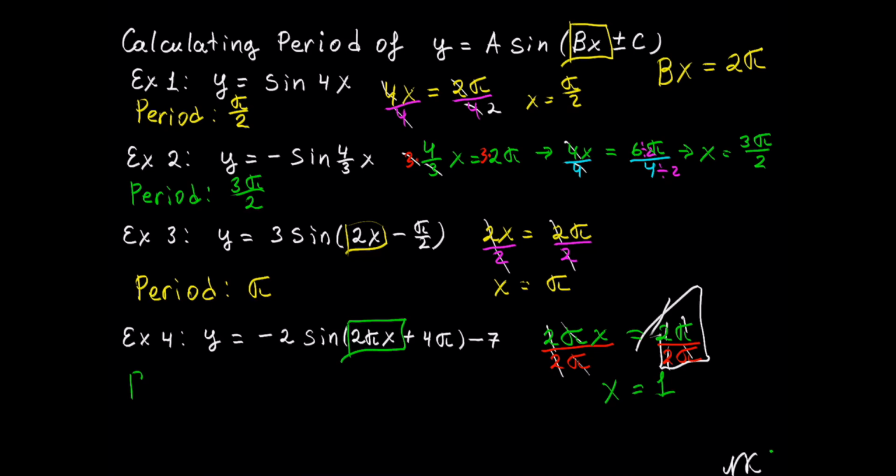So the period of y equals negative 2 sine of 2 pi x plus 4 pi, minus 7 is equal to 1. So in short, in order to calculate the period of any sine function, you can just take 2 pi and divide it by b, because we have bx, and in order to solve for x, we divide both sides by b. So the period will be 2 pi divided by b. That's all.